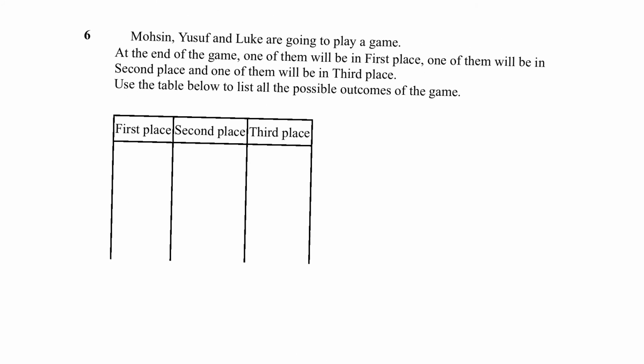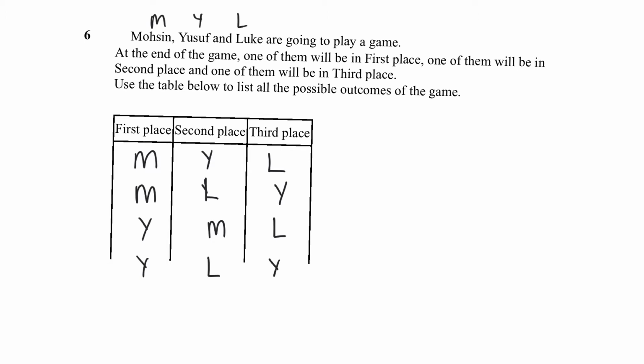So I'm going to use M, Y, and L as abbreviations. So let's say you have Masin first, Yusuf second, Luke third, or you can have Masin first, Luke second, Yusuf third. You can have Yusuf first, Masin second, Luke third, and then you can have the other way around. Oh, you cannot have a repeat of his name. And then you can have Luke.